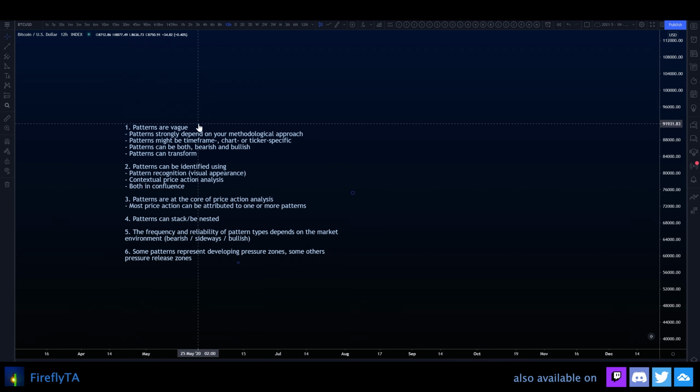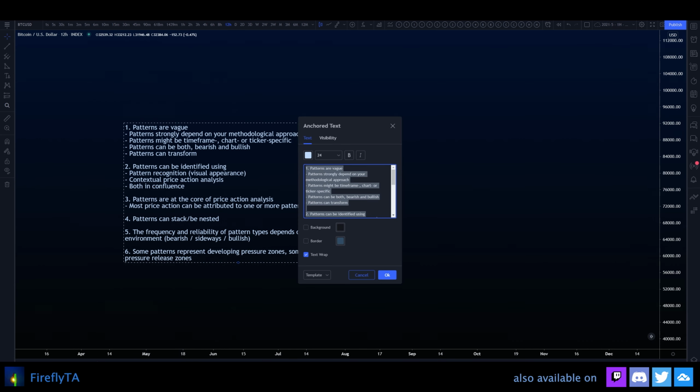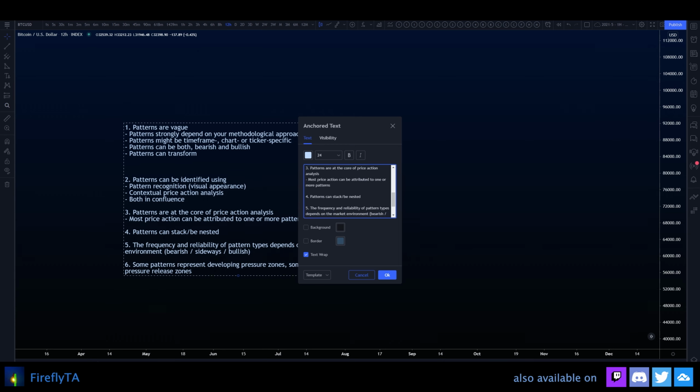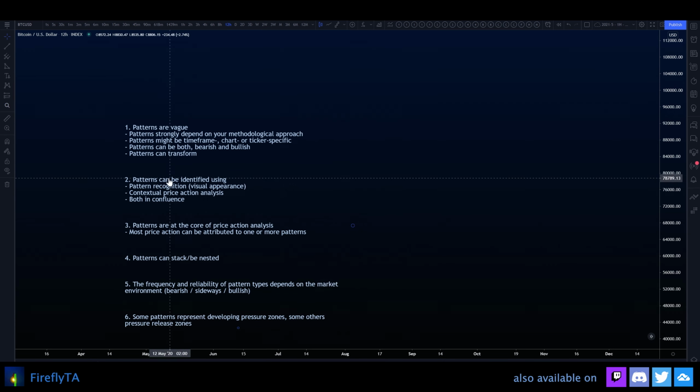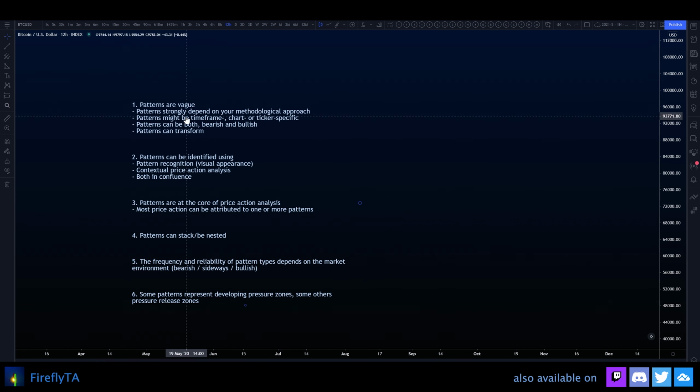So they are actually not the same for everyone. This means that there are a lot of points that contribute to patterns being perceived differently. Okay, so as you can see, patterns strongly depend on your methodological approach.